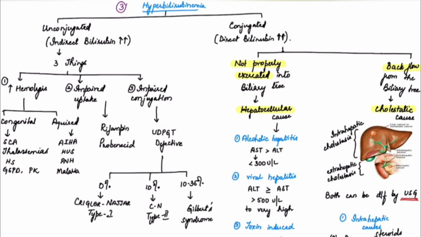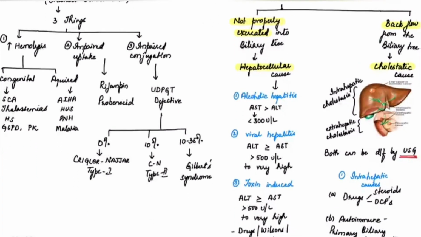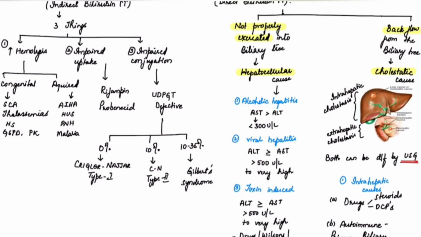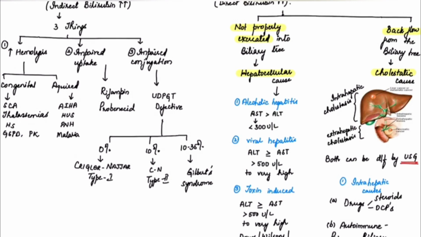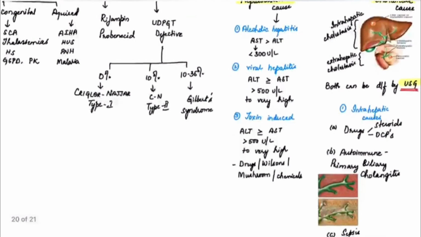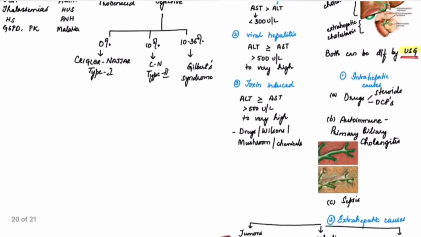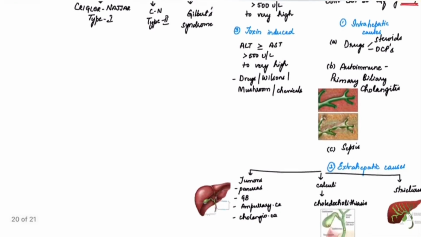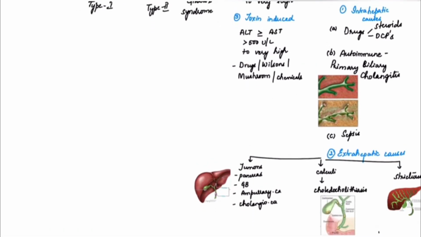So hepatocellular causes include alcoholic hepatitis, viral hepatitis, and toxin induced hepatitis, and cholestatic causes may be because of obstruction of the biliary tract which is inside the liver, known as intrahepatic cholestasis, or obstruction of the biliary tract that is outside the liver, known as extrahepatic cholestasis. So intrahepatic cholestasis can occur because of drugs, very important, especially steroids and OCPs, autoimmune conditions, and sepsis. And extrahepatic cholestasis can occur because of tumors, calculi, or stricture. So this is a complete view of jaundice.